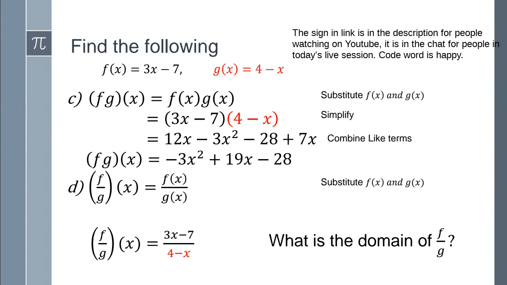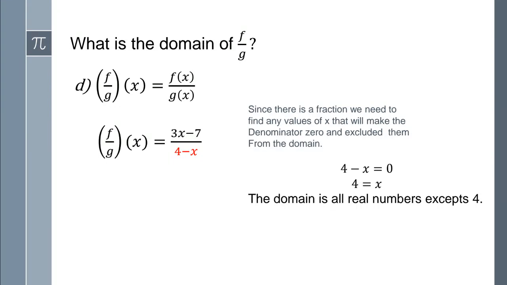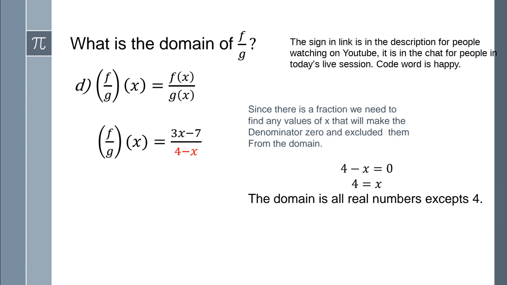Now, on your homework, when you're doing these types of problems, because we had a fraction as an operation, they're going to ask us, what is the domain of f divided by g? So again, we practice that when we have a fraction, we've got to be careful that our denominator is never equal to 0. So if you don't see it, set it equal to 0. Is 4 minus x equal to 0? Is there a value for x that will give me 0? And the answer is yes, right? If I plug in 4 for x, 4 minus 4 will give me 0.